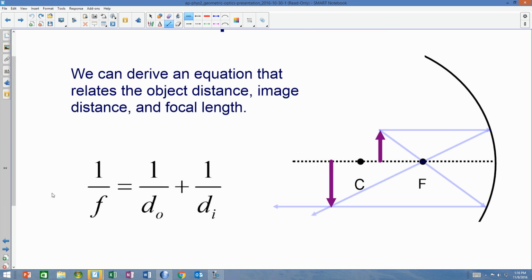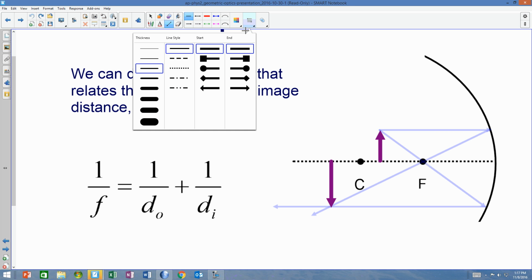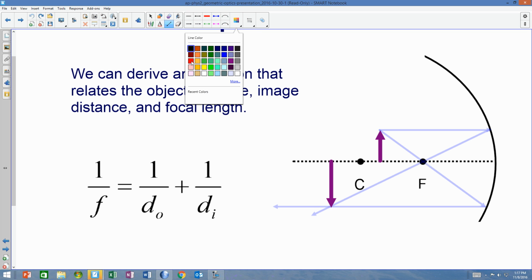We can derive an equation that relates the object distance, the image distance, and the focal length by using the following. I call it the mirror lens equation because it's the same for both optics. So it's 1 over the focal length is equal to 1 over the object distance plus 1 over the image distance. So let's look at that. I want to go ahead and show you what each one of these looks like.